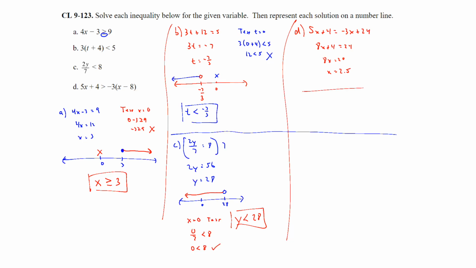Alright, so on the number line, we have 0 and 2.5. It will be a closed, nope, it's an open circle again. There's no equal sign. And then we will test 0.